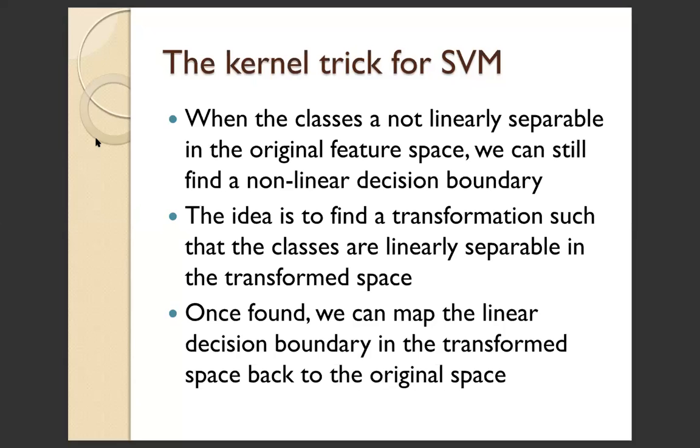The variables that you are given are not linearly separable. Take them to a different space and do a transformation. And in the transformed space, you might find some kind of linear function that does the separation. Then after you have found that linear separation, you back transform. So you will get a non-linear rule on the original space. So this is the idea, and it is called the kernel trick for SVM.